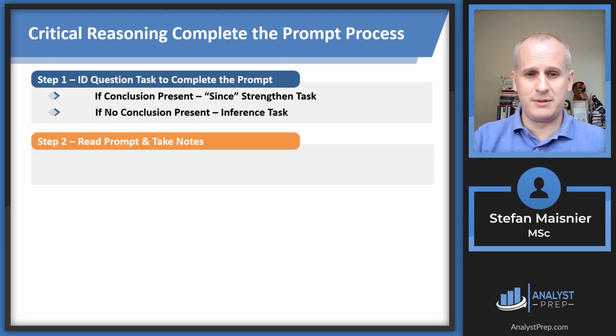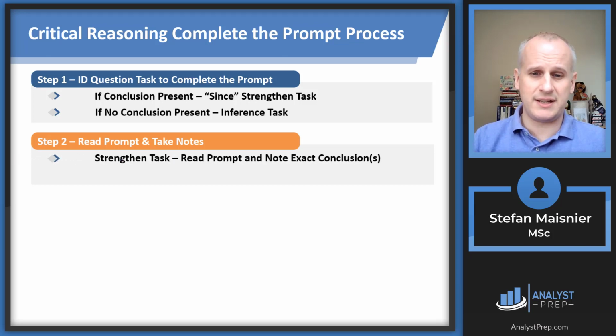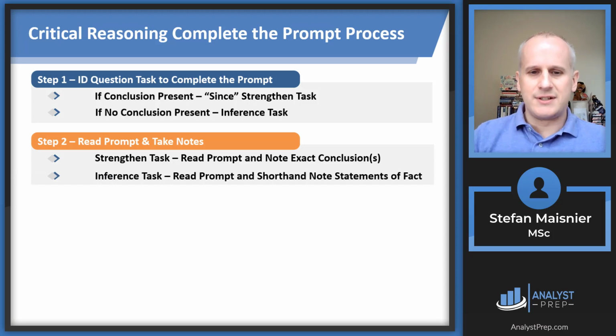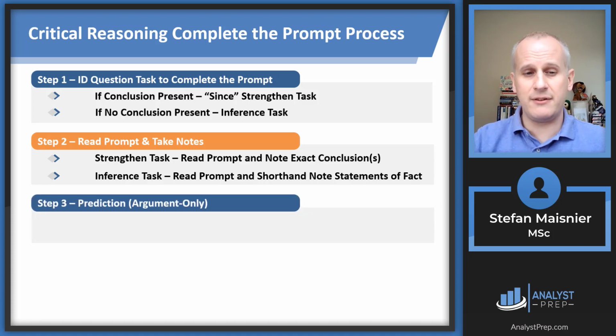Step 2 is to read the prompt and take notes. If it's a strengthen task, you'll read the prompt, note the exact conclusion, and determine exactly what the scenario is that's objectively or subjectively being presented. For an inference task, you'll want to read the prompt and just shorthand note your statements of fact. There's nothing to interpret here except literally, so you just take shorthand notes. Then you'll only want to predict if you're looking at a strengthen task, the argument style of a complete the prompt, because you can't predict what an inference is going to be. It's nearly impossible to do, so don't try to do that.